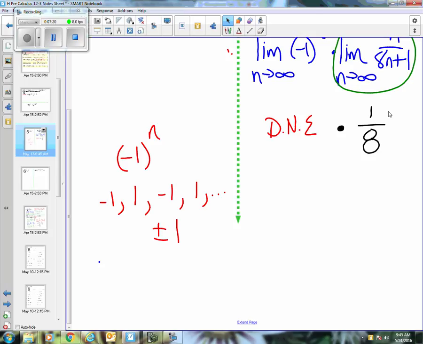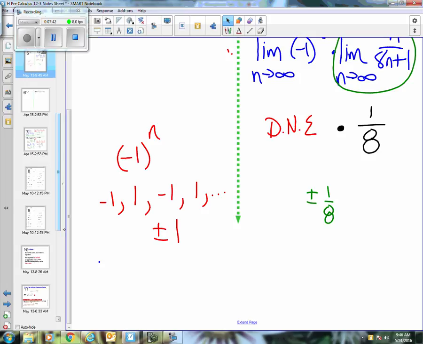So if you're going towards a 1 and a -1, that means if I was multiplying those together, it would be going towards plus or minus 1/8. Can't go towards two separate numbers and have a limit. So the limit would not exist because it's going towards two separate values. So that (-1)^n, the alternating sign really did mess us up for being able to have a limit that exists. Okay, so the rest of what I want to talk about today is sums.